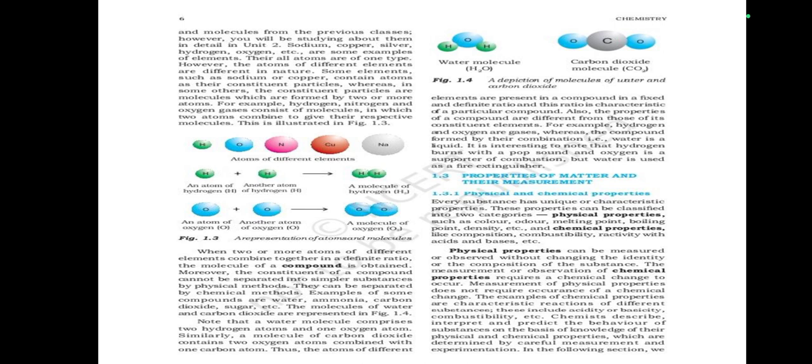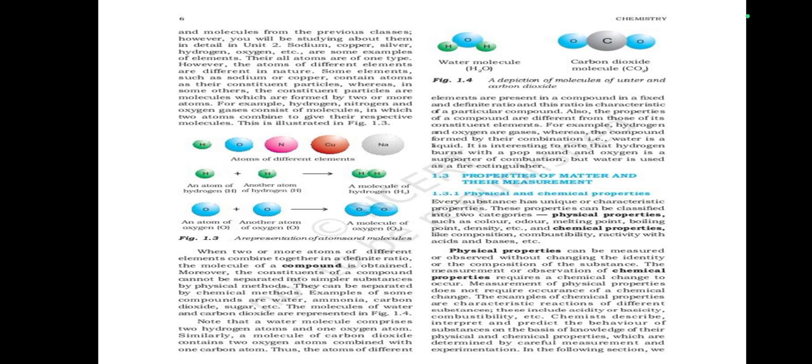Figure 1.3 is a representation of atoms and molecules. When two or more atoms of different elements combine together in a definite ratio, the molecule of a compound is obtained. Moreover, the constituents of a compound cannot be separated into simpler substances by physical methods. They can be separated by chemical methods. Examples of some compounds are water, ammonia, carbon dioxide, sugar, etc. The molecules of water and carbon dioxide are represented in Figure 1.4. Note that a water molecule comprises two hydrogen atoms and one oxygen atom. Similarly, a molecule of carbon dioxide contains two oxygen atoms combined with one carbon atom. Thus, the atoms of different elements are present in a compound in a fixed and definite ratio, and this ratio is characteristic of a particular compound.